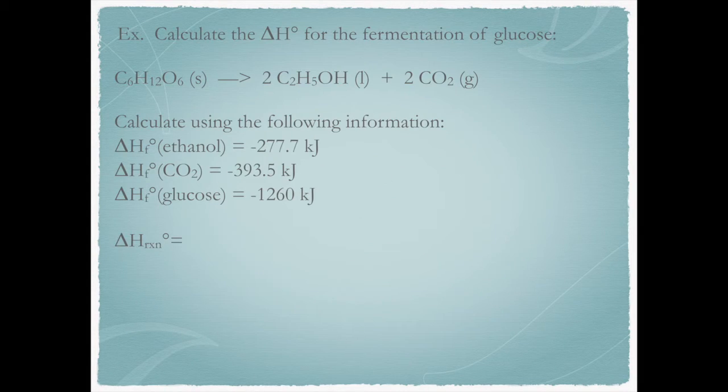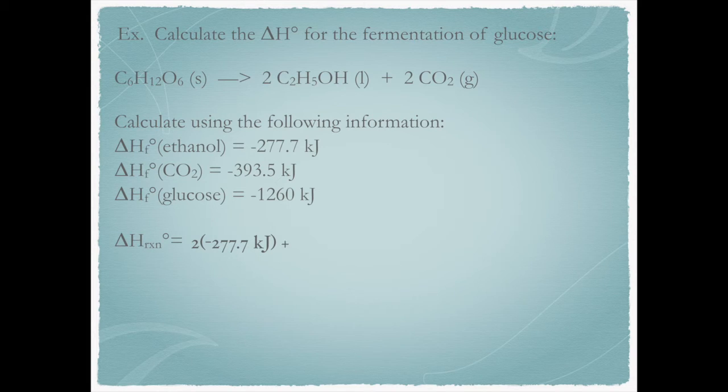So let's look at an example. Here I'm asking for the enthalpy change for this fermentation of glucose, and I give you the enthalpies of formation for everything that's involved. And so what you need to do is take the sum of the products, so the enthalpy of formation of the products, and subtract from that the enthalpy of formation of the reactant. So the first product I have is my ethanol. So I'm going to take the enthalpy of formation of ethanol and multiply that by its coefficient, which is 2. So I have 2 times negative 277.7 kilojoules.